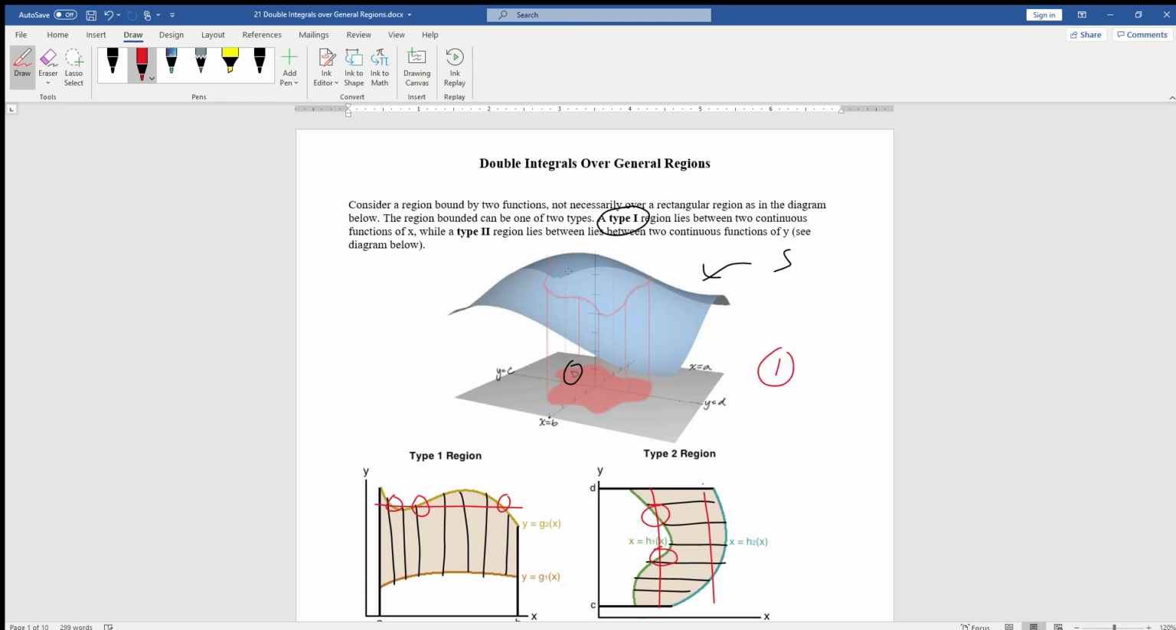First we're going to graph the region in the XY plane. Once we graph in the XY plane, we're going to set up the double integral. And then finally, we are going to evaluate the double integral.